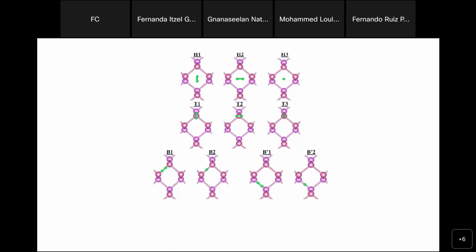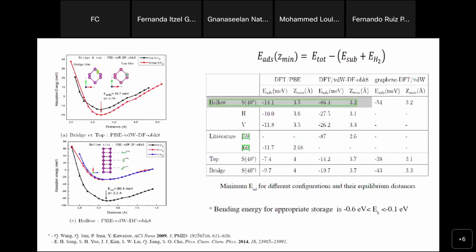The different adsorbent sites are represented in this figure, and then we have the hollow site and the top site, top of a phosphorus atom, and the bridge site, the bridge between two phosphorus atoms. And the hydrogen molecule can be adsorbed in different orientations, namely horizontal, vertical, or sloping orientation. Okay, next slide, please.